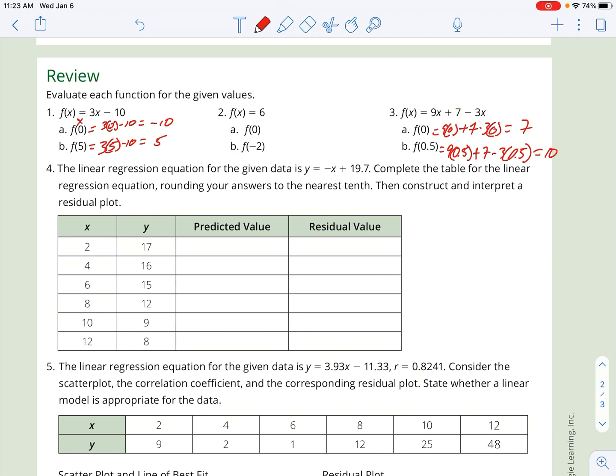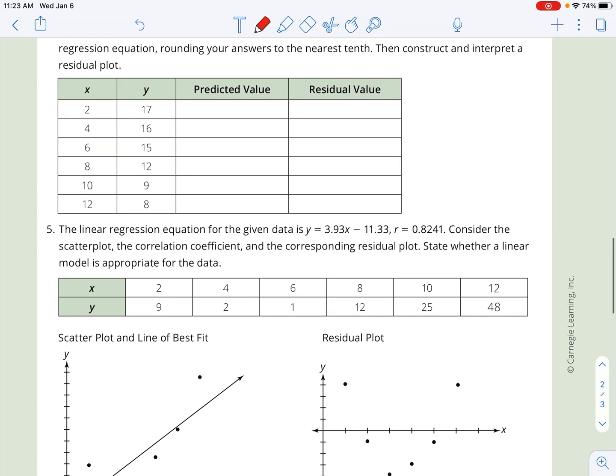Now number 2 is a little weird because there's not an x to plug in there. And because there's not an x to plug in for that, because it just says 6, this is translating into us having what we say is a constant function. We're going to talk more about that over the next few weeks, but because there is no x to plug in, that's already equal to then 6.